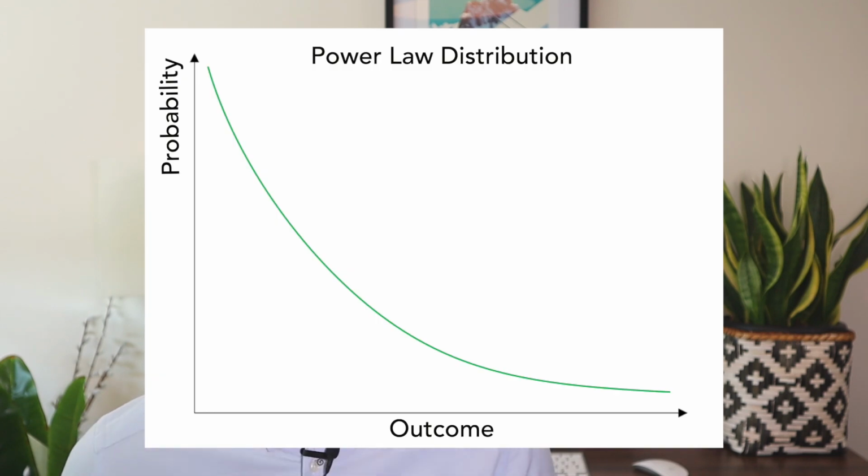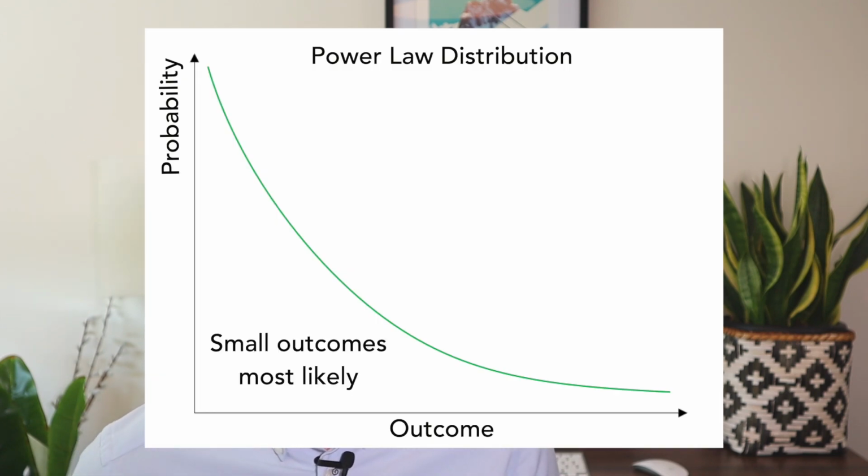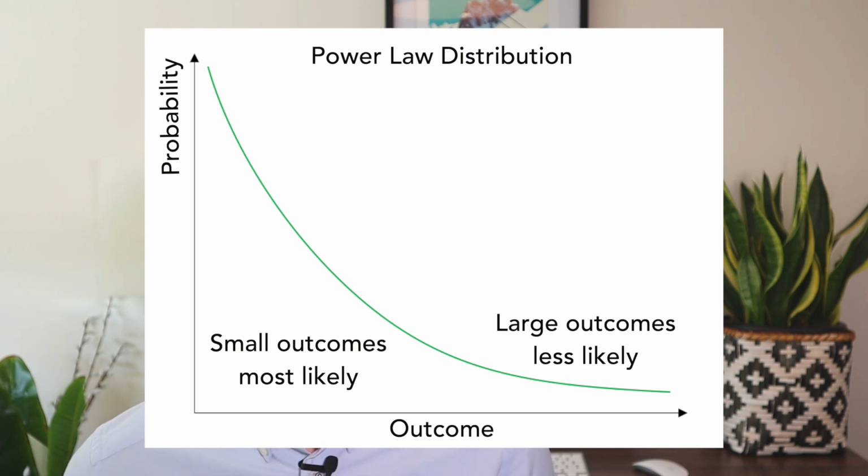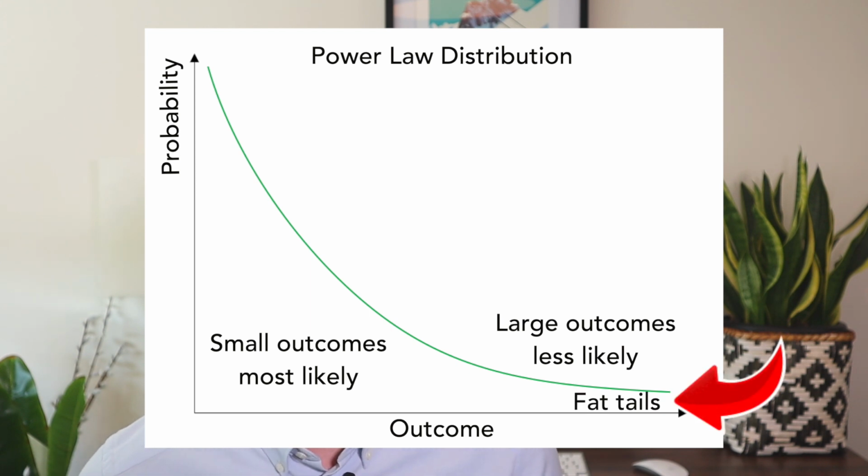However, things change when you look at venture capital returns, because most people accept that these returns don't follow a normal distribution. Instead, they follow a power law distribution, which looks like this. Long story short, this means that small outcomes are most likely and large outcomes are less likely, but they do happen. Crucially, power law distributions have fat tails, which means a small number of significant outlier values.